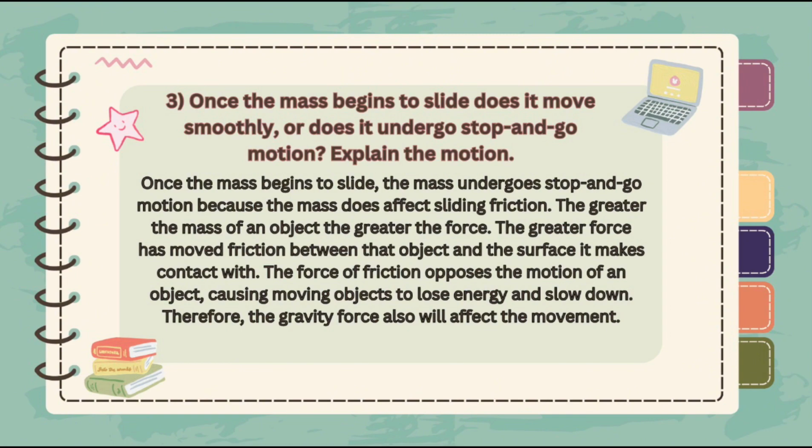Once the mass begins to slide, does it move smoothly, or does it undergo stop and go motion? Explain the motion. Once the mass begins to slide, the mass undergoes stop and go motion because the mass does affect sliding friction. The greater the mass of an object, the greater the force. The greater force has more friction between that object and the surface it makes contact with. The force of friction opposes the motion of an object, causing moving objects to lose energy and slow down. Therefore, the gravity force also will affect the movement.